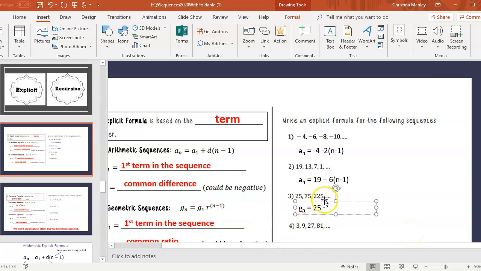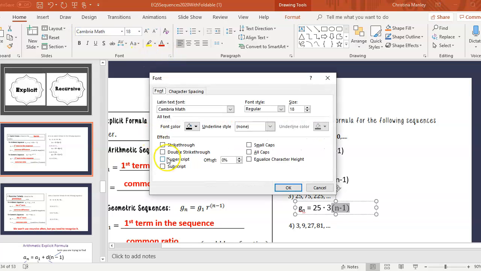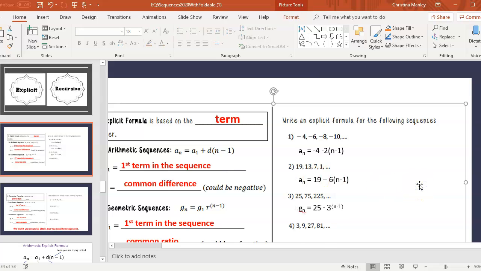Then R, my common ratio. So we were multiplying by 3. So it's 3. And then I'm going to leave it n minus 1. But this time, remember, my n minus 1 is actually an exponent. I'm going to fix that in my typing. For you guys, you'll just be writing it, so it'll be easier for you. Okay? And again, I just leave it like this. G sub n equals 25, my first term, times 3, my common ratio, to the n minus 1 power.